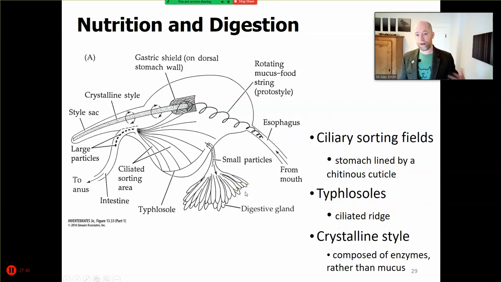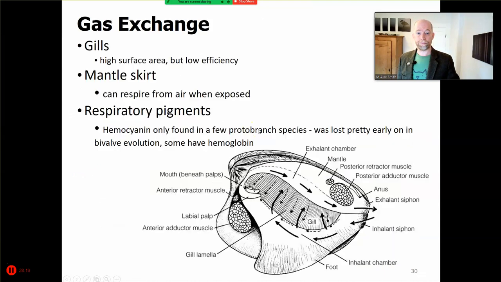And then we see the same classic, this is actually a bivalve that you saw earlier when we looked at the classic digestive system of this mollusk. So we've got ciliary sorting fields with a chitinous cuticle, ciliary sorting area, and the typhlosole, and then a crystalline style that's drawing mucus and pulling it through, drawing it from the mouth and sending it out towards the end, towards the anus. So high surface area but low efficiency.